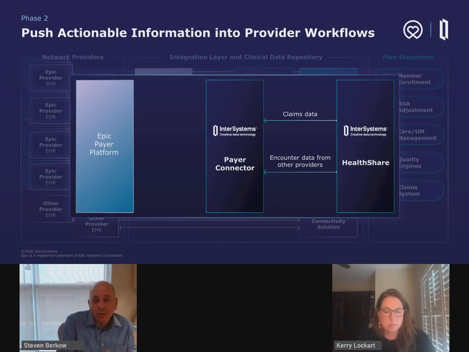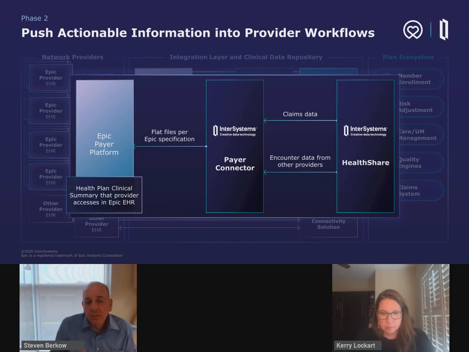Our story here starts with the CDR, with HealthShare, which now has all this information. And the point is, let's now push it back to the provider via Payer Connector, via Epic Payer Platform, when the physician or other provider is about to see that patient.